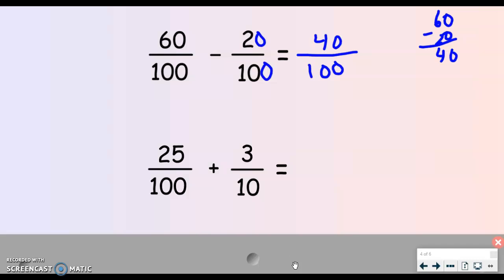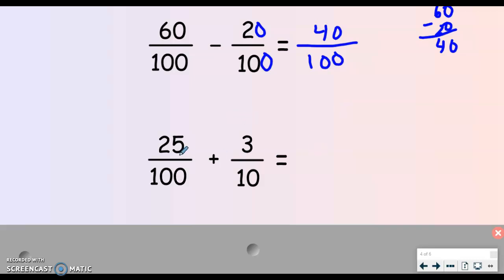And now sometimes our answer won't always be nice and neat and always have a 0 at the end. So here I have 25 hundredths and 3/10. Okay, so again, I'm going to convert my tenths into hundredths. So I'm going to multiply these by 10. So 3 times 10 is 30, and 10 times 10 is 100. So now my denominators match. So I can add them now.